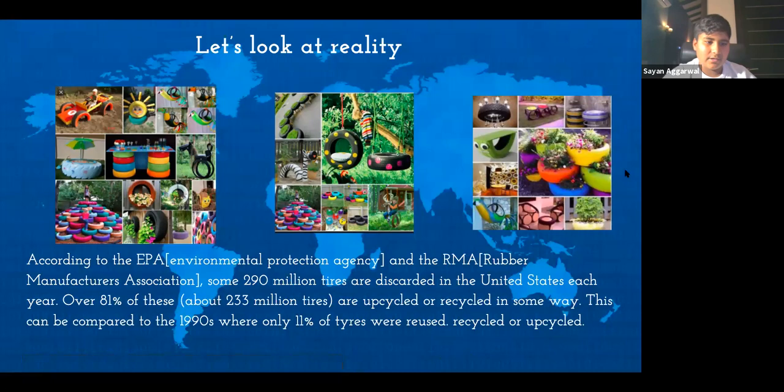Let's look at reality. According to the EPA and the RMA, some 290 million tires are discarded in the United States each year. Over 81% of these are upcycled or recycled in some way. This can be compared to the 1990s, where only 11% of tires were reused, recycled, or upcycled.